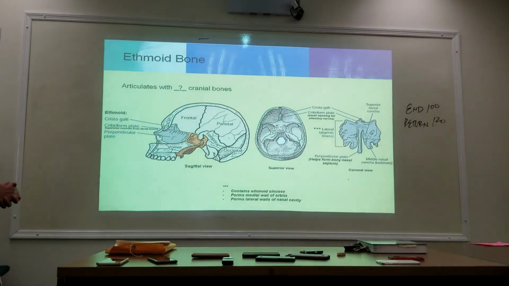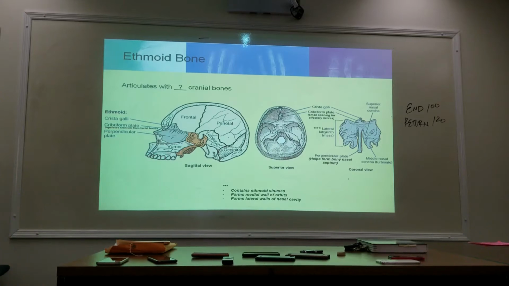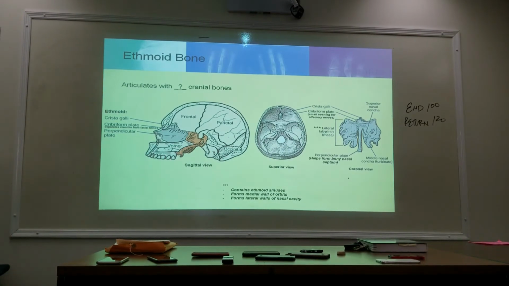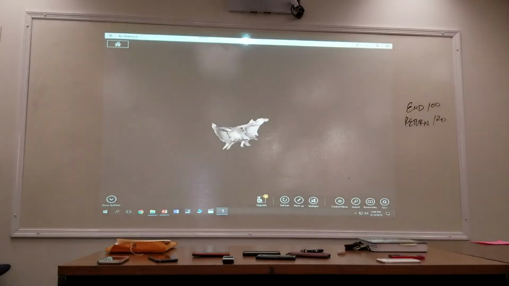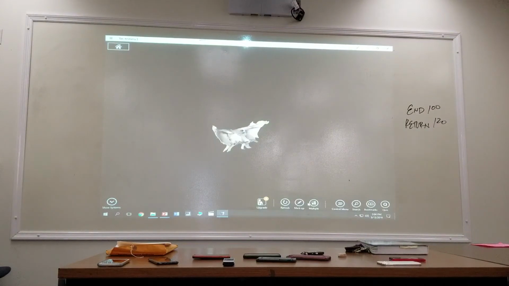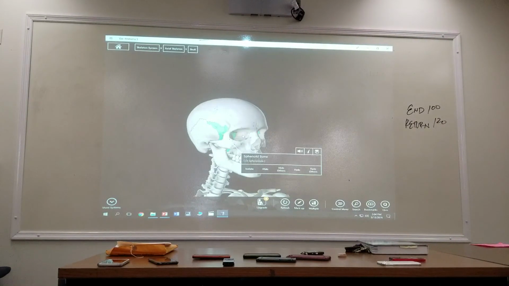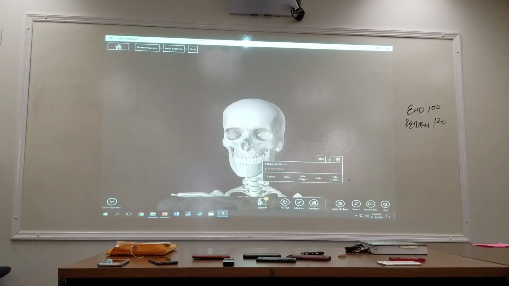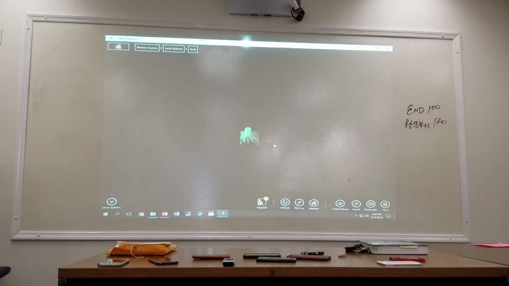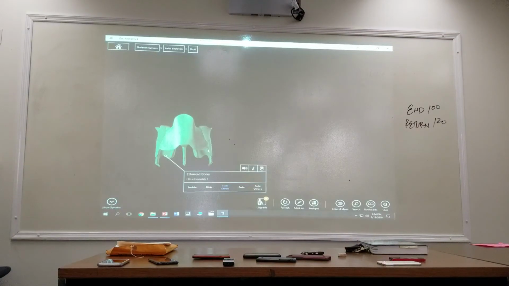Okay, the ethmoid bone. Okay, very small bone. It's a very small bone. And I'm going to do this again. We can't do justice to these bones because they're two-dimensional. So if we can do 3 dimensions. So the ethmoid bone is this one right there. So if we isolate that from the others, this is what the ethmoid bone looks like.